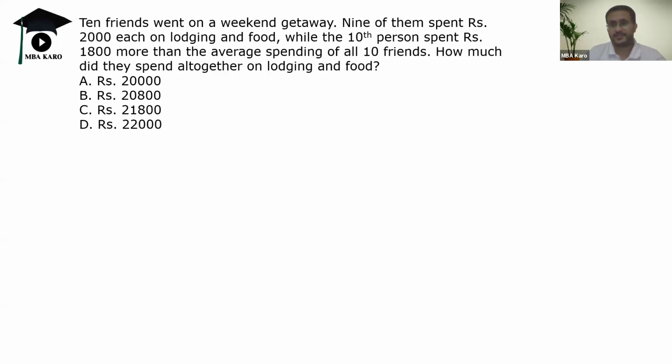You're getting 19,800. Okay, got it. How did you do it? You must have done 9 into 2000 plus 1800, 18,000 plus 1800, and got the answer wrong. Now I'll tell you why it is wrong. You consider the 10th person spending 1800, right? Is he spending 1800? No. He's saying 1800 more than the average. He's not spending 1800. He's spending 1800 more than the average expenditure. So if you are doing 9 into 2000 plus 1800, that is wrong.